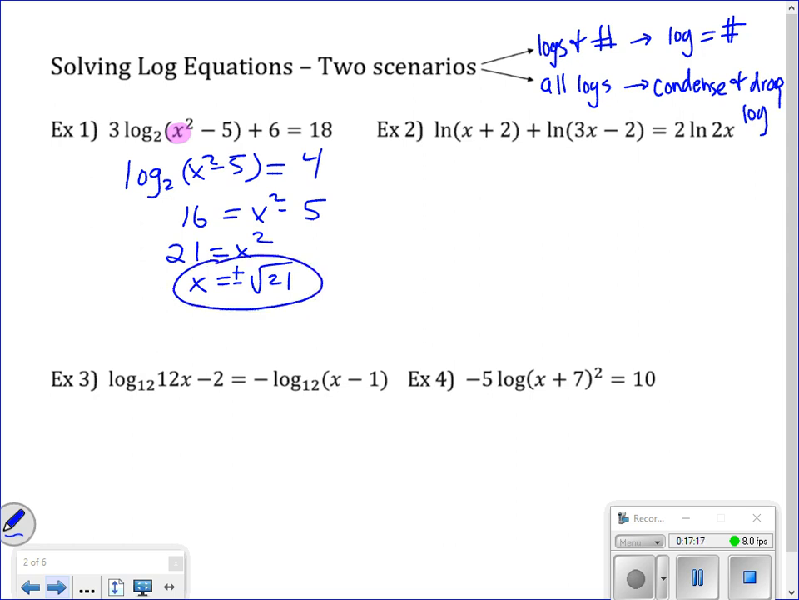Okay, let's go on to example 2. Example 2, I have all logs. They're natural logs, but so what? They're all matched. All right, so what can I do with these two? Can you mush them together? Yeah, right? Addition turns into multiplication.